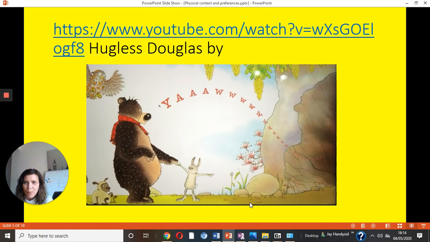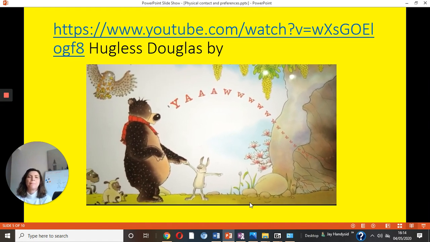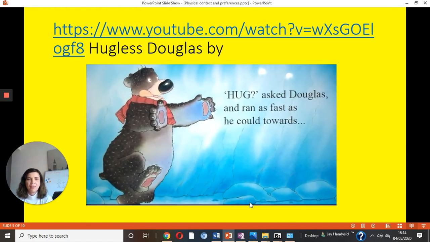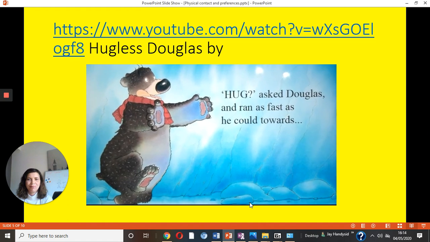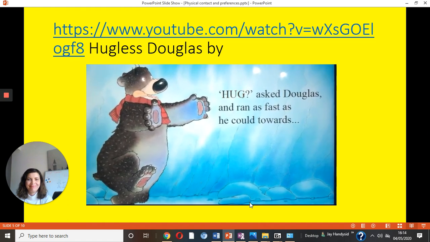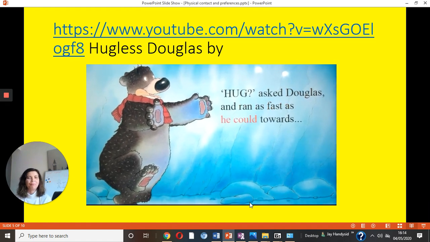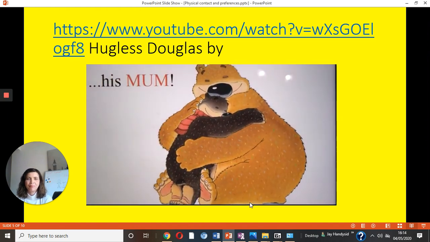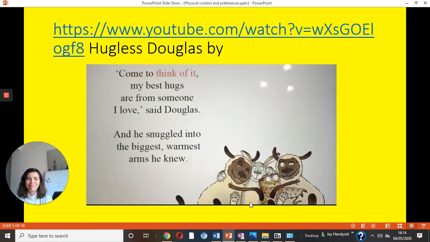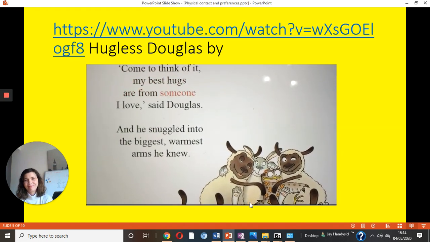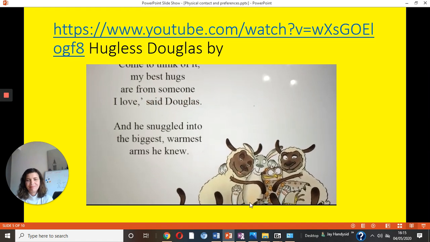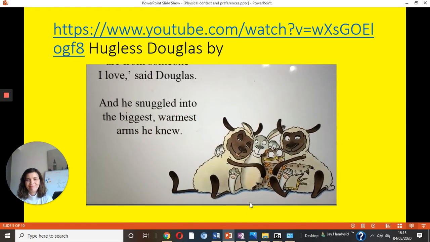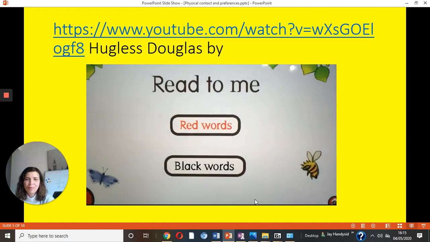Who could that be, I wonder? Douglas peeped inside. He had the funniest feeling that he knew the someone very well. Hug? asked Douglas, and ran as fast as he could towards his mum. Come to think of it, my best hugs are from someone I love, said Douglas. And he snuggled into the biggest, warmest arms he knew.